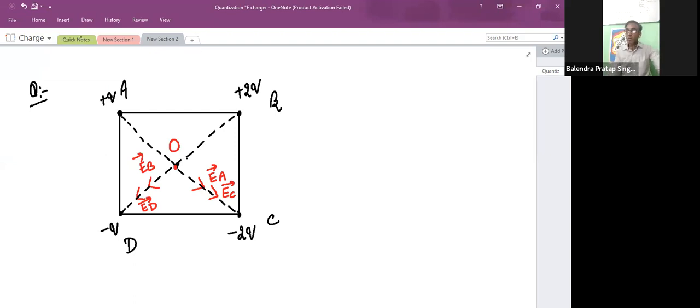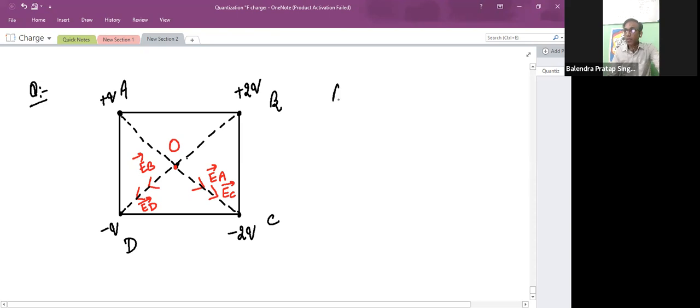Let's try to solve this problem. First, if I am considering O as the origin and finding the electric field at this O, then I must know the value of OA, OB, OC, OD. They are all equal. So if I find OA, then it is also equal to OB, OC, OD.